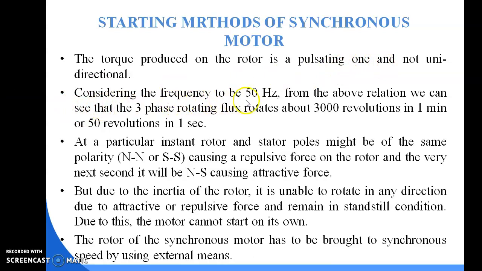Considering the frequency to be 50 Hz, from the above relation, we can see that the three-phase rotating flux rotates about 3000 revolutions in 1 minute, or we can say 50 revolutions in a single second. Now, at a particular instant, rotor and stator poles might be of the same polarity, that is north-north or south-south, causing the repulsive force. As we know, like poles repel each other.